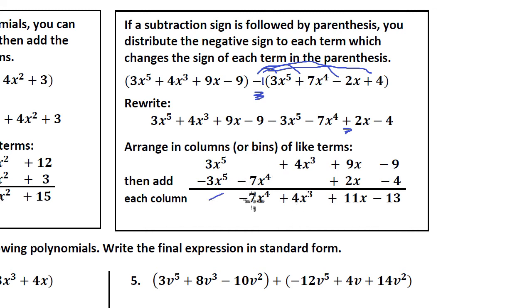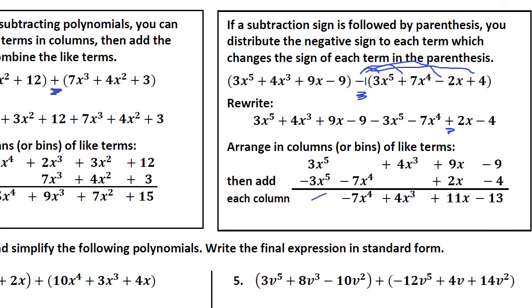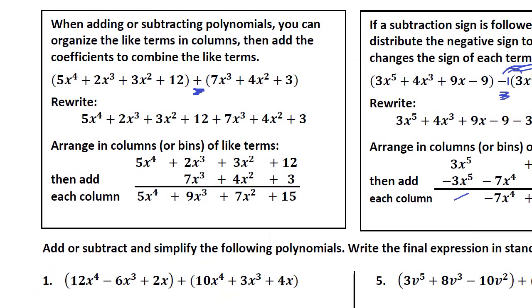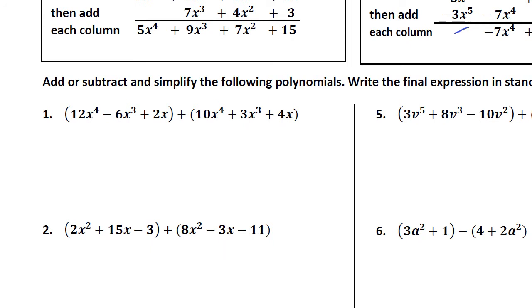Nothing minus 7 is negative 7. 4 plus nothing is 4. 9 plus 2 is 11. And negative 9 minus 4 is negative 13. And this is the vertical method of combining polynomials by adding and subtracting. So I will quickly go through one example for you here.